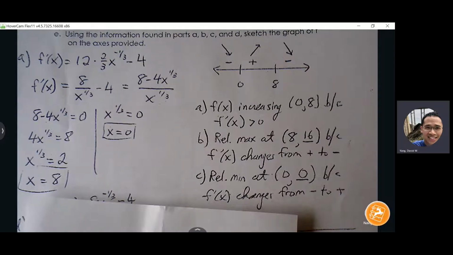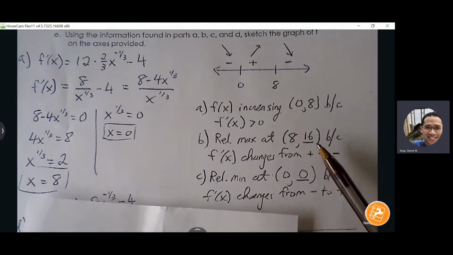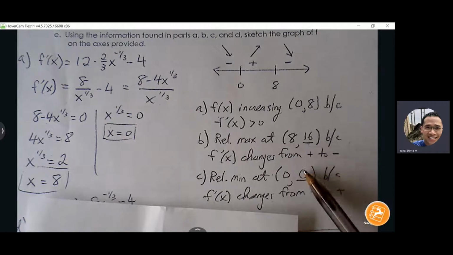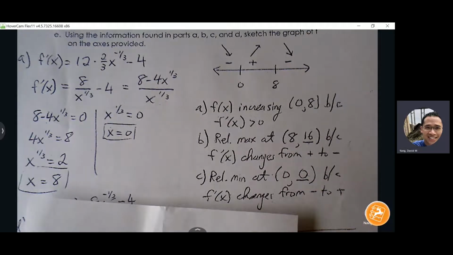And I went ahead and I found my locations, ordered pairs. Eventually, I'm going to graph those points. So 8, 16, and 0, 0. And they all came from the original function. Okay, any questions with A, B, and C?